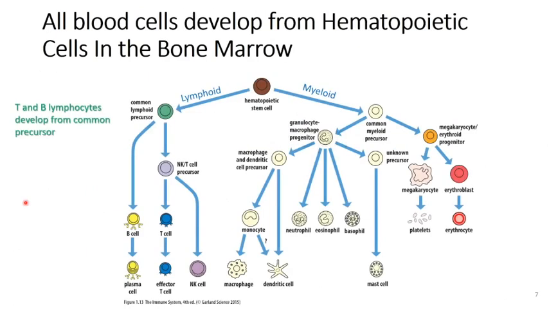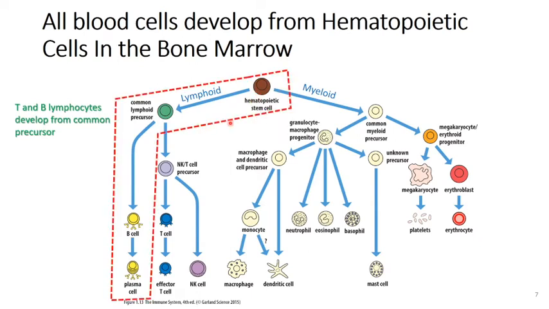So let's look at B cell development. You've probably seen a figure like this before. All the cells in the blood derive from these hematopoietic stem cells. And there's two arms of the lymphoid, which, as you might guess, is responsible for the development of lymphocytes.